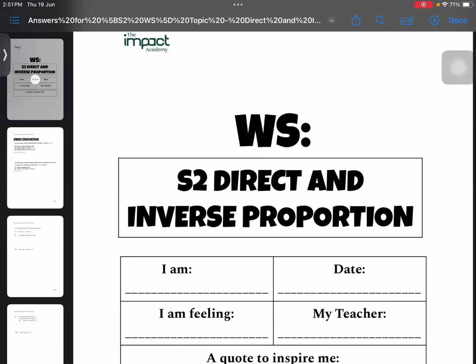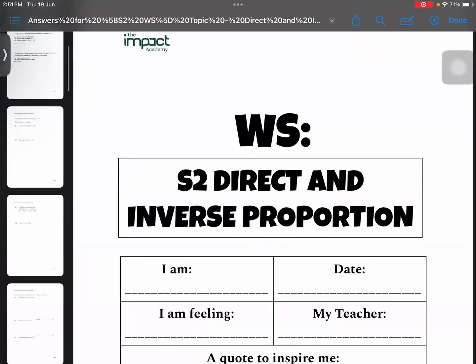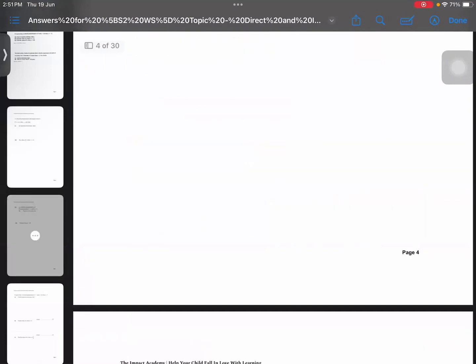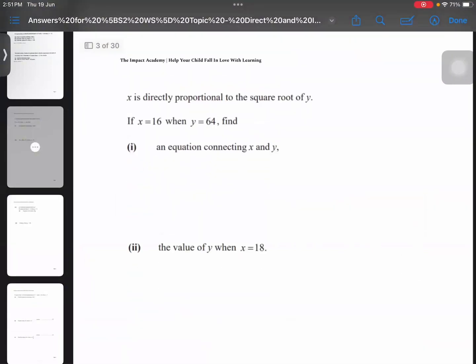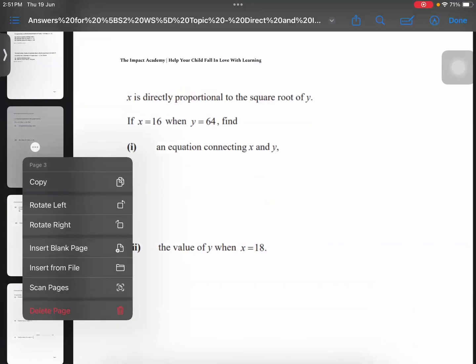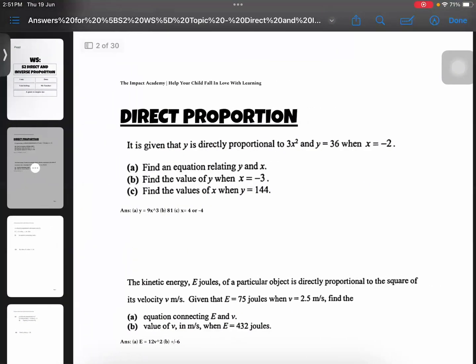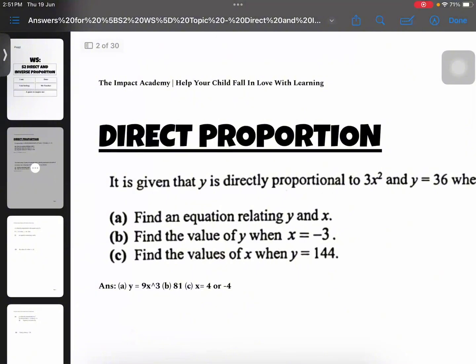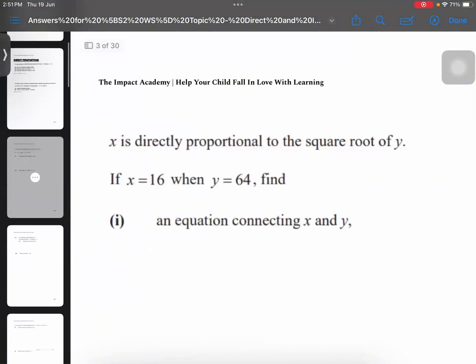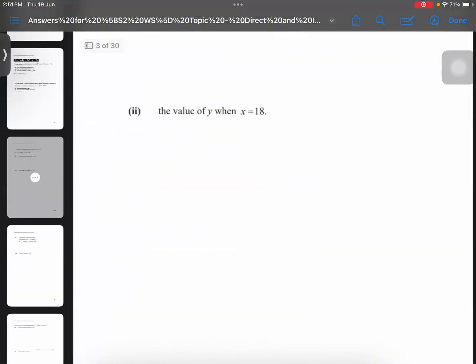All right, so the first question that I want to go through is on page number 3, because my student needed some help with this question. Over here, you can see that in our worksheet we have categorized the questions based on concepts. The first one is under direct proportion, so whatever I'm going to say right now is about direct proportion.